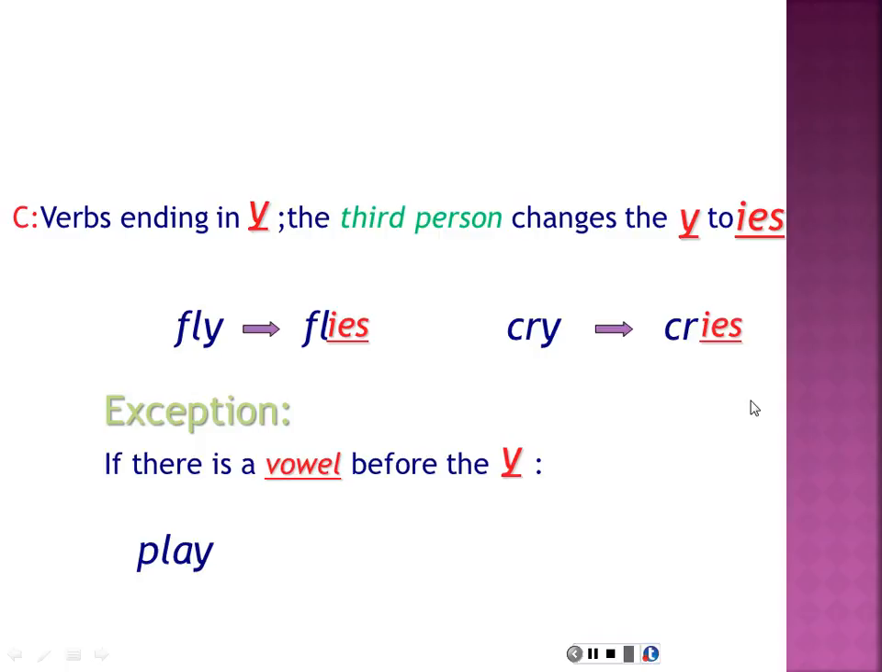So, for example, play. As you can see, the last letter is y, but the letter before it, a, is a vowel. So we don't change it. So it becomes plays, يلعب. Another example, pray, يصلي. Again, the same thing: y, and before it we have a, and a is a vowel, so pray becomes prays.